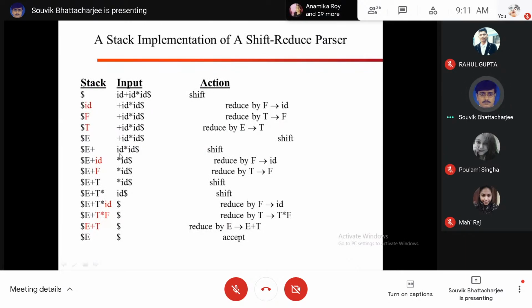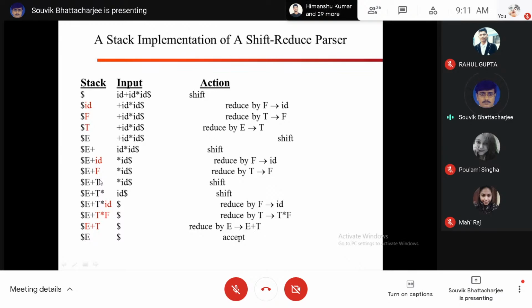Now the next input symbol to be parsed is plus. It is shifted onto the stack. Plus is not your handle. Now ID has been shifted and ID is your handle. That is, ID will be reduced by F. F will be reduced by T.